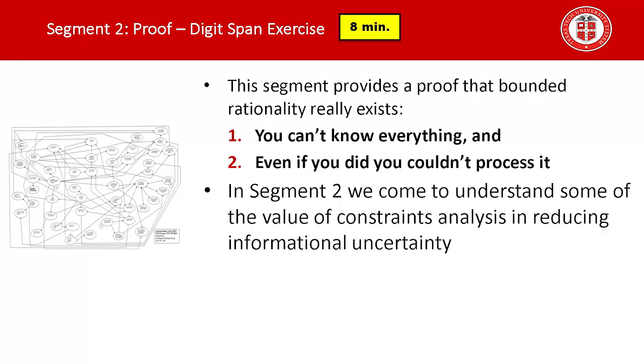Segment 2 is a proof. Specifically, a proof that bounded rationality really exists. That is, you can't know everything, and even if you did, you couldn't process it. In segment 2, we come to understand some of the value of constraints analysis in reducing informational uncertainty.